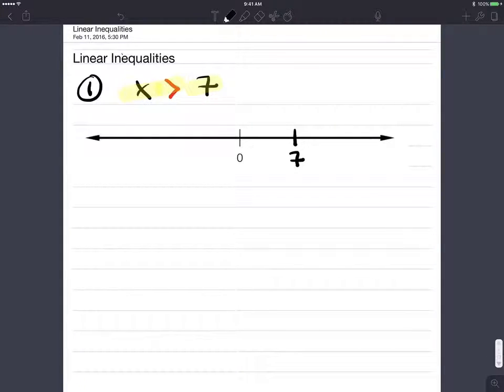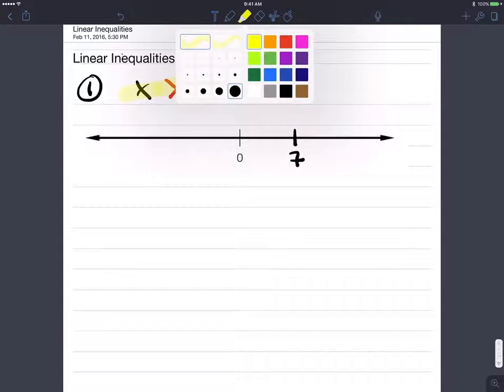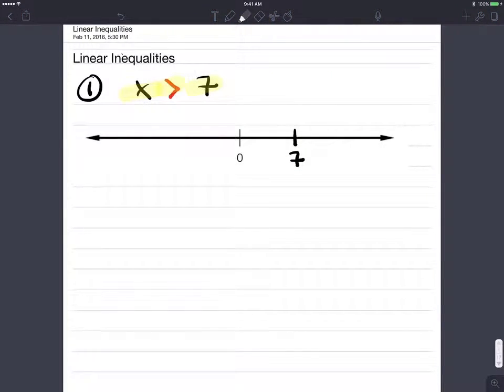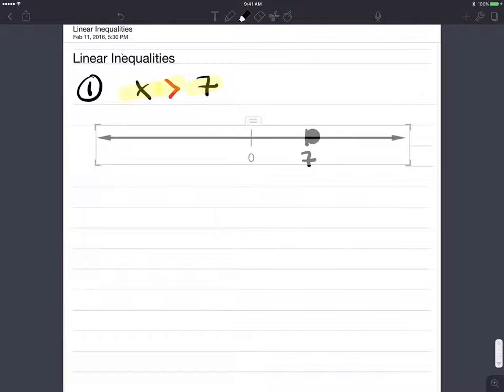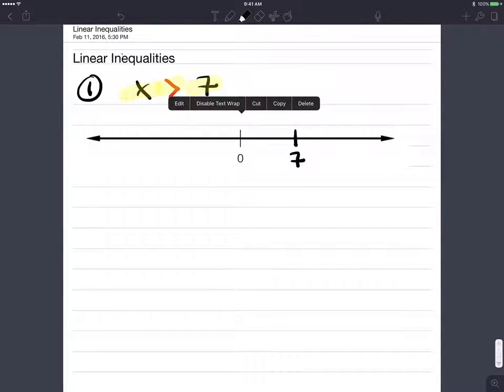Since we're trying to describe numbers that are strictly greater than 7, we're going to need to shade all those numbers that are to the right of 7, because larger numbers live to the right. This is simulating the description of numbers that are bigger than 7 because they are to the right.